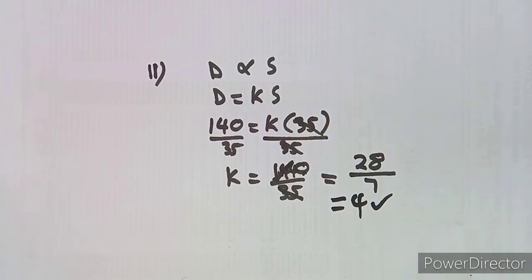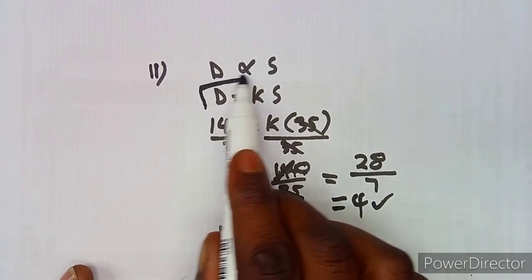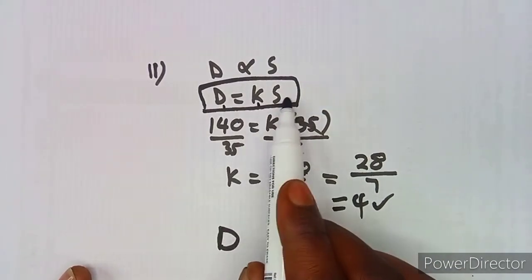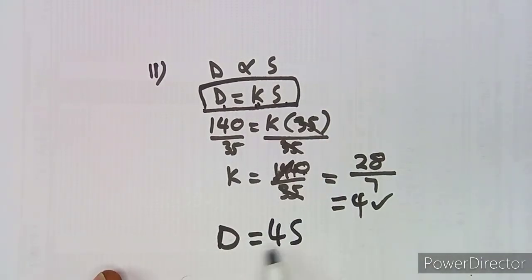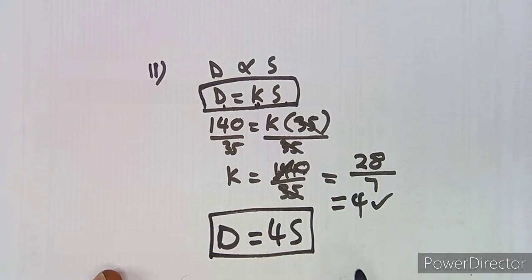So this is the value of k that you're obtaining, but like I said, guys, to find the value of k is not to find the relationship. To find the relationship, you have to substitute the value of k into this equation, which has d, k, and s. So our k is 4, so it's going to be d equals 4s. So this is now the relationship that connects d and s.